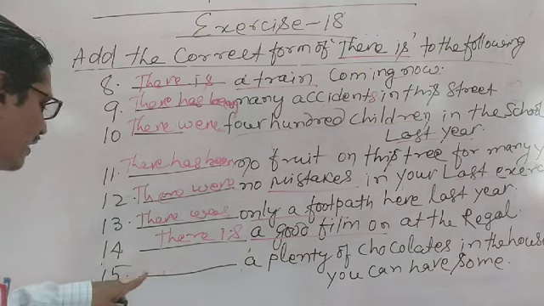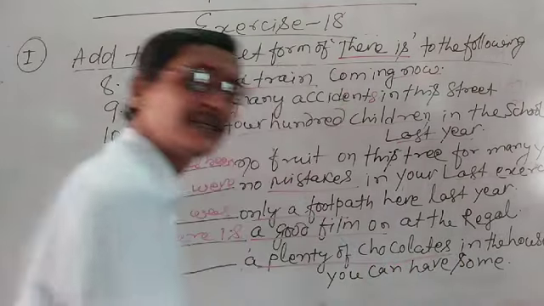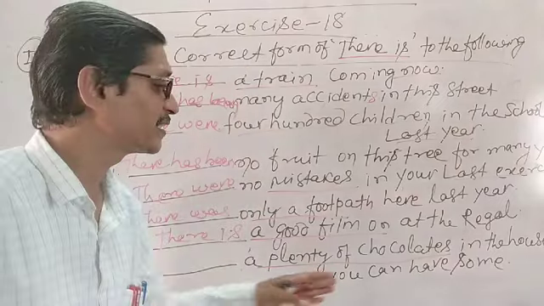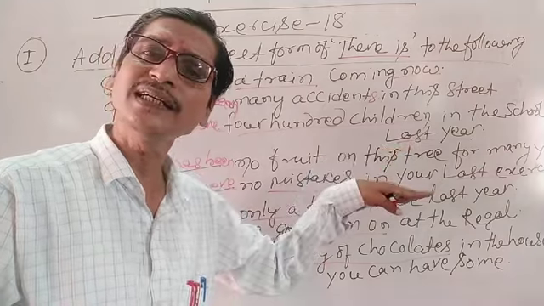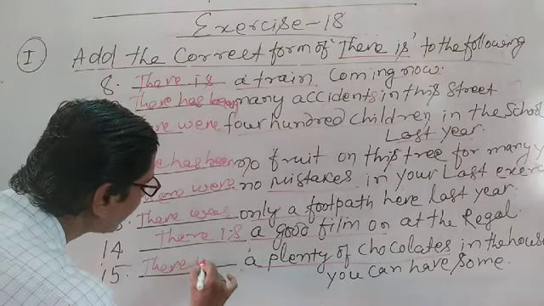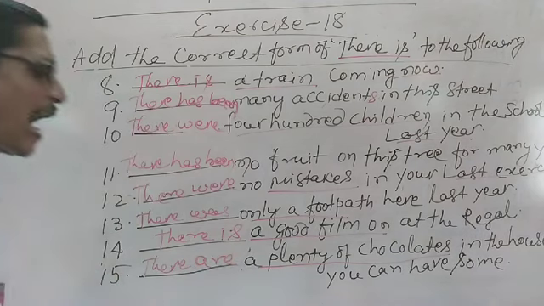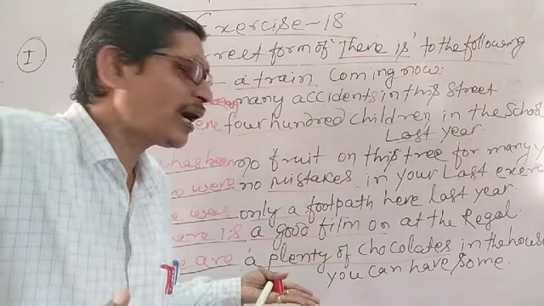Understand? So similarly, there are plenty of chocolates. Plenty of chocolates is talking about the plural subject in the house. It is talking about the present situation, present time. Therefore, what we will do? We can use there are plenty of chocolates in the house and you can have some.